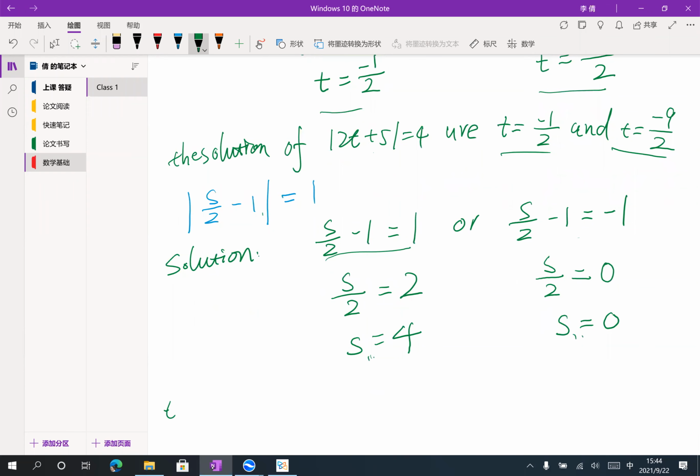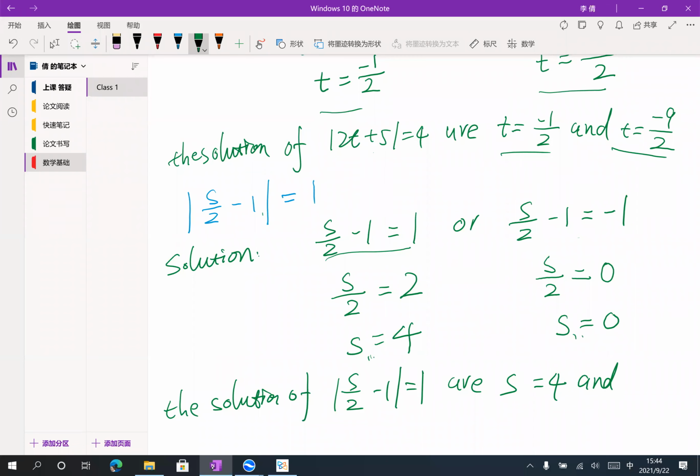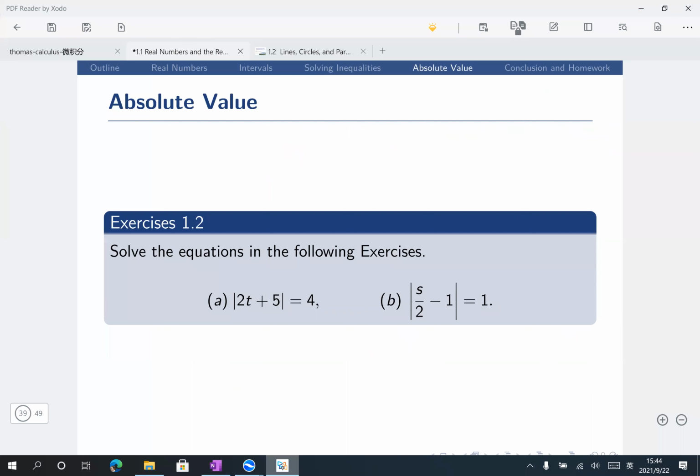And we say the solutions of this equation are s is equal to 4 and s is equal to 0. These are two solutions for this. Okay, this is some examples about how to solve the absolute value equations.